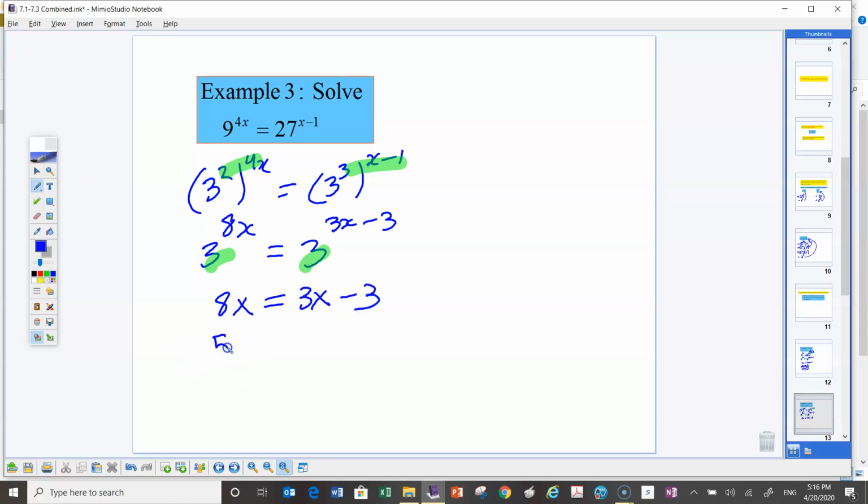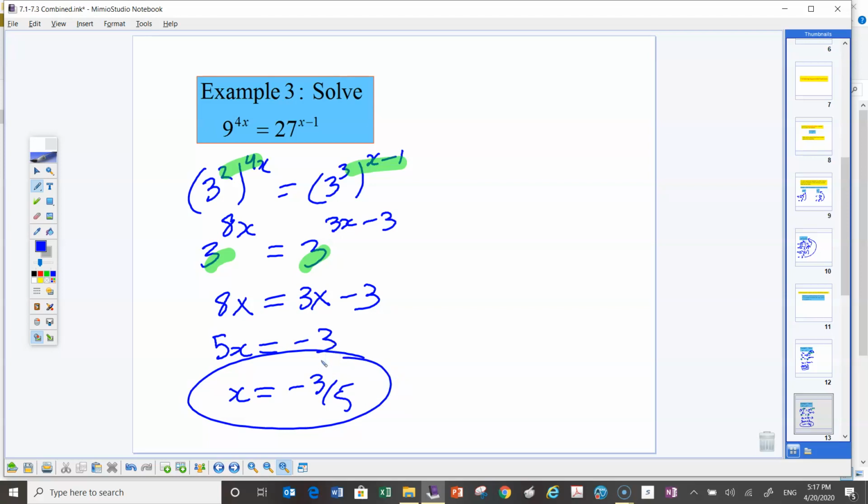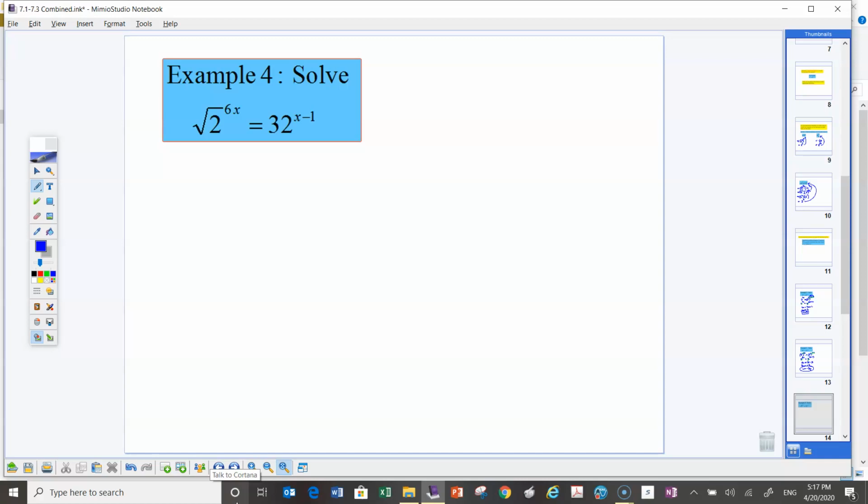I can subtract 3x to the left-hand side. I can divide by 5, and therefore x is going to be negative 3/5. In this case, it appears I have 32 and the square root of 2, so I can get these both in base 2. Now the square root of 2, if you recall from Math 10, is the same thing as 2 raised to the 1/2, and that's still all to the 6x. 32 is 2 to the 5th, all raised to the x minus 1.